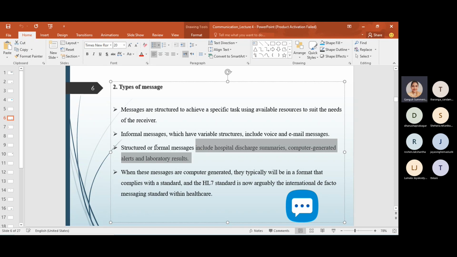Okay, so these are the kind of messages that a health and social care worker will deal with. Hospital discharge summaries: when a patient is discharged from a hospital, there will be a hospital discharge report, a hospital discharge summary. And then you will have computer generated alerts.